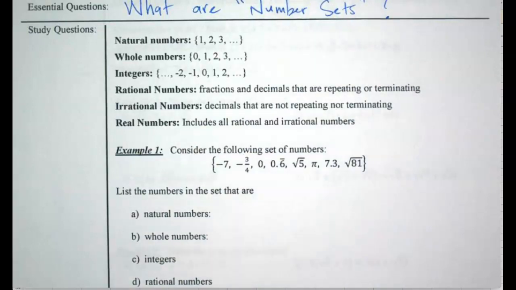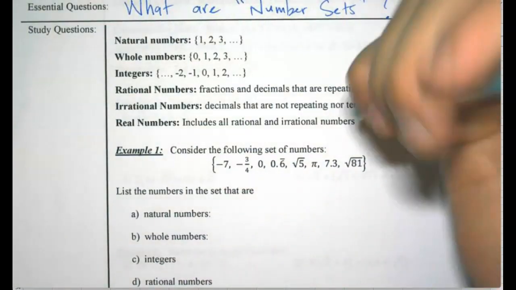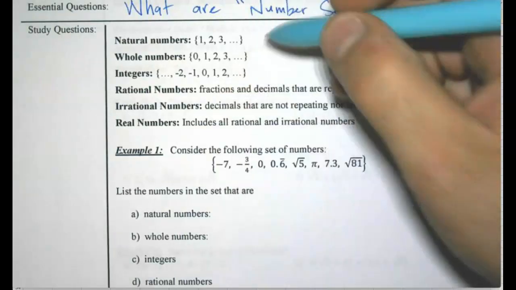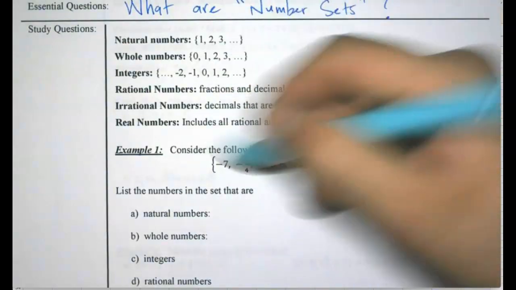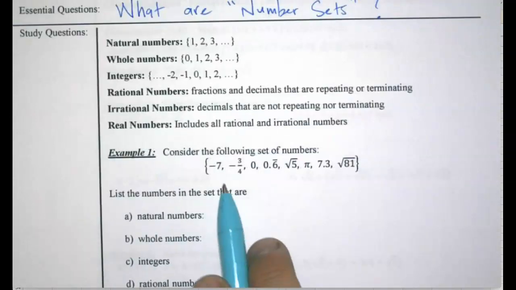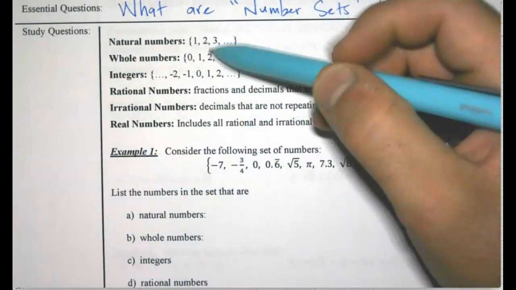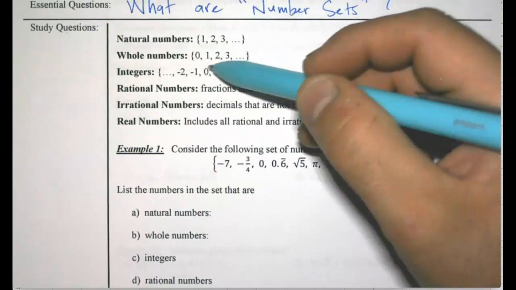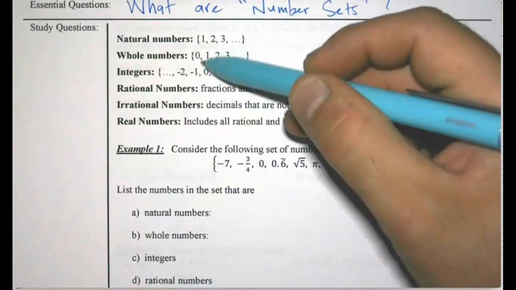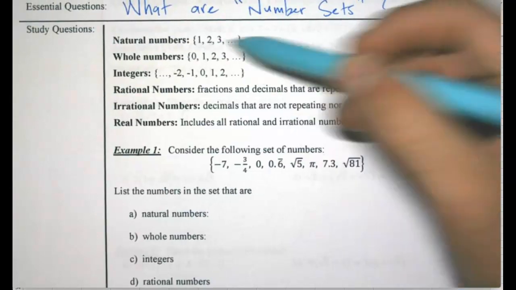It's from section 5.5, and it's about number sets. It's really just about, for starters, being able to identify what numbers belong to what set. You can see the natural numbers are all positive whole numbers. Whole numbers are all positive, but including zero, right? Natural doesn't include zero.